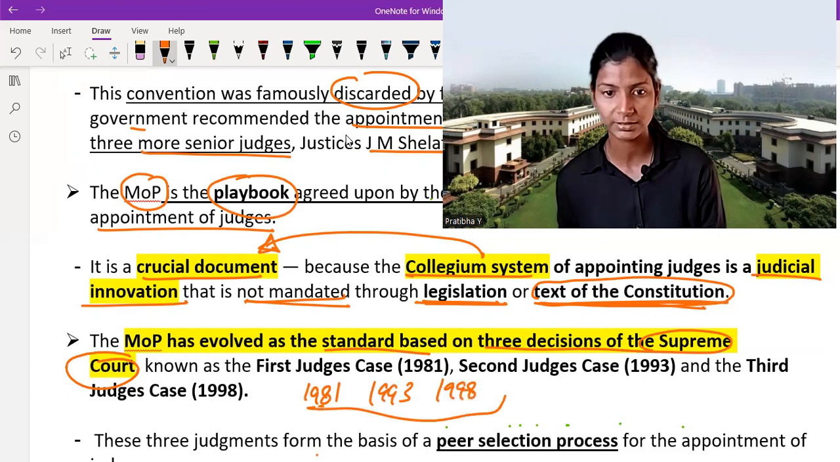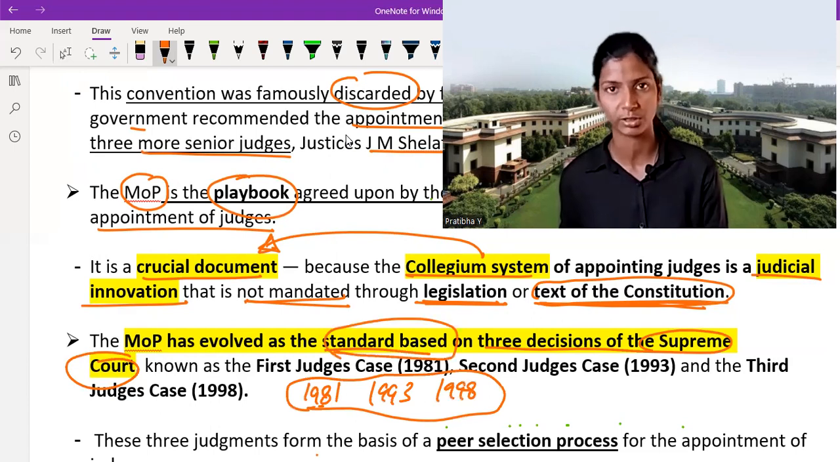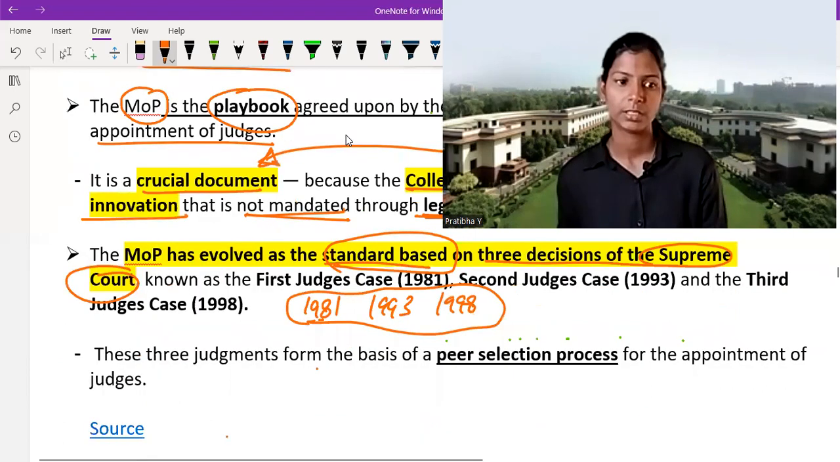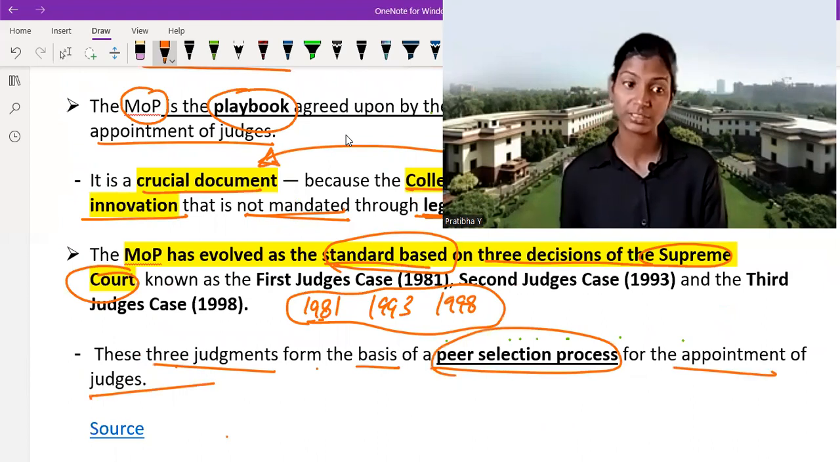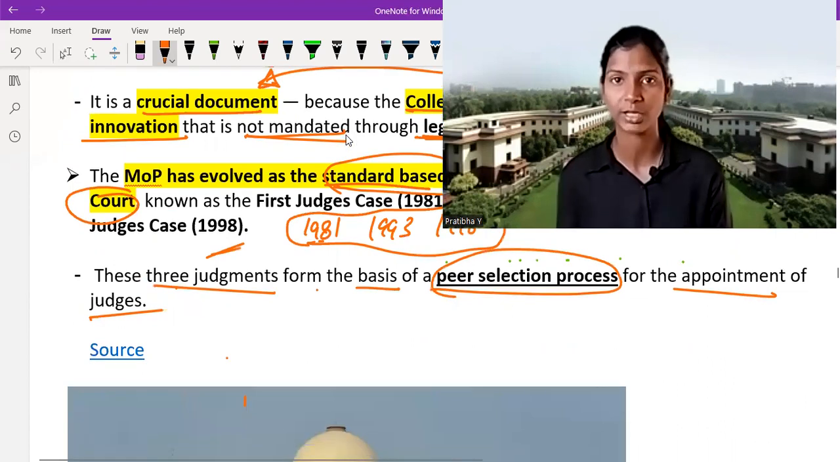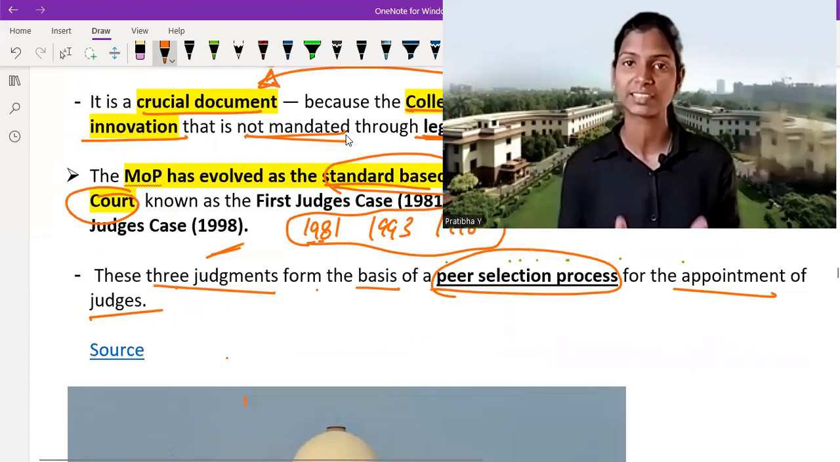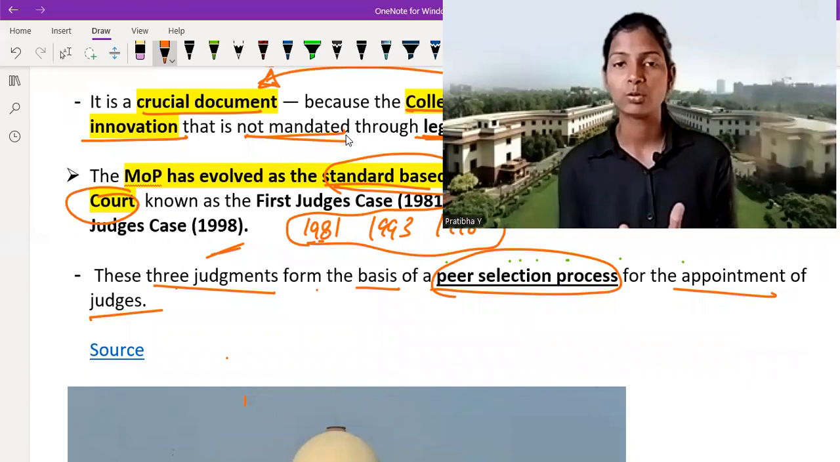These three judge cases paved the way for a standard for the MOP through which we appoint the judges of the Supreme Court. These three judgments form the basis of the selection process for the appointment of the judges. So these three cases are very important. I hope you understand what MOP is, its role, its significance, and how we appoint judges with the help of MOP.